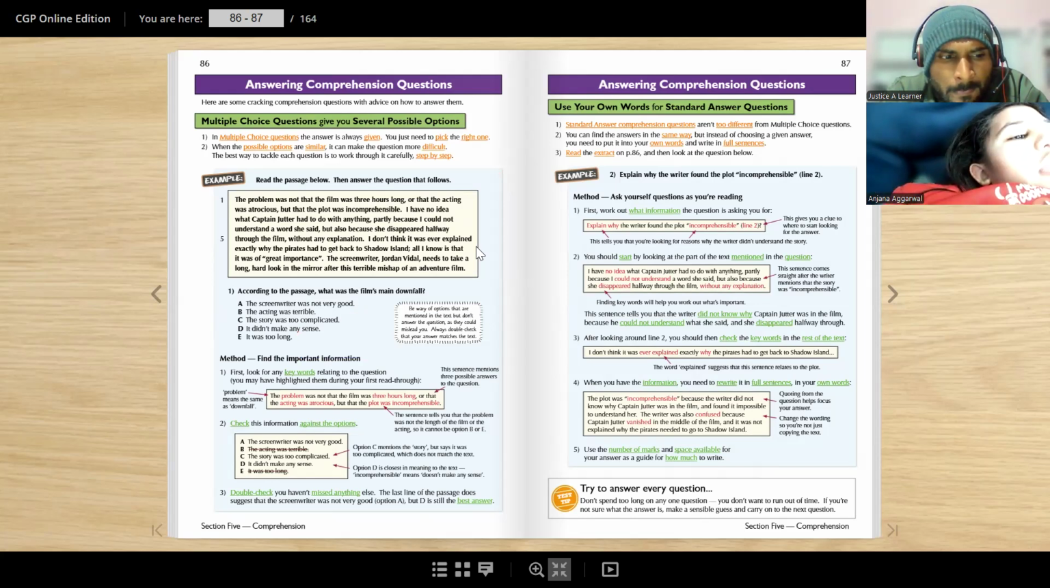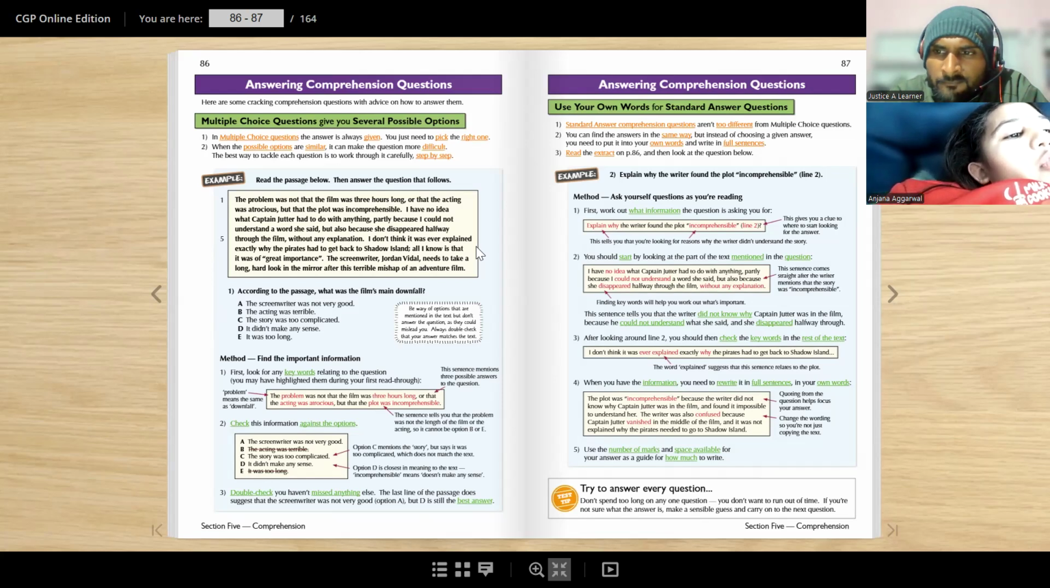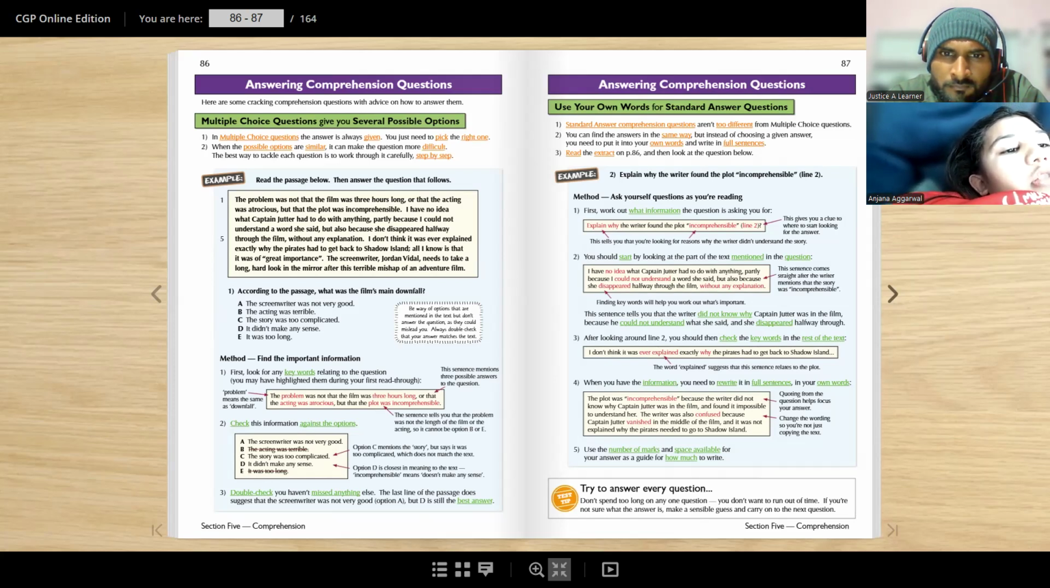The problem was not that the film was 3 hours long or that the acting was atrocious, but that the plot was incomprehensible. I have no idea what Captain Judger had to do with anything, partly because I could not understand a word she said, but also because she disappeared halfway through the film without any explanation. I don't think it was ever explained exactly why the pirates had to get back to Shadow Island. All I know is that it was of great importance. The screenwriter, Jordan Biddle, needs to take a long, hard look in the mirror after the terrible mishap of an adventure film he built. So, according to the passage, what was the film's main downfall?